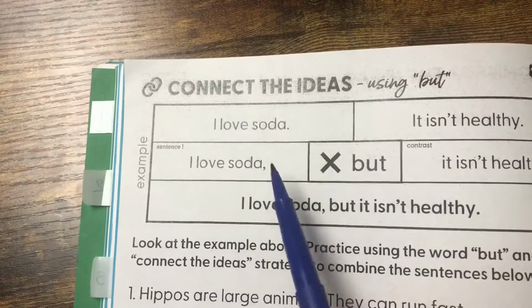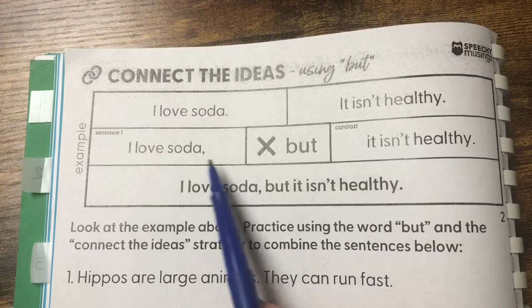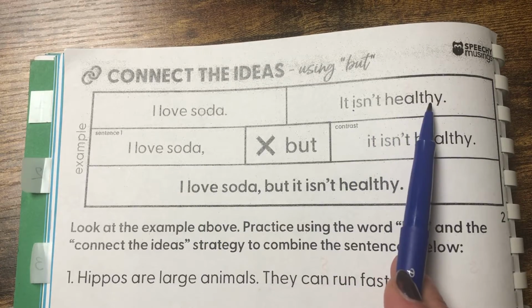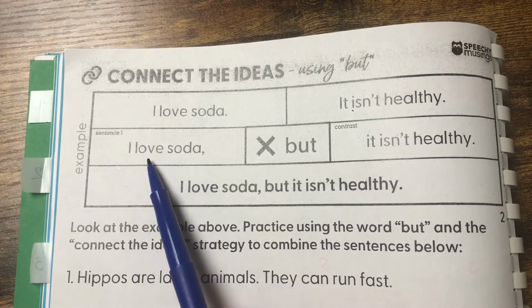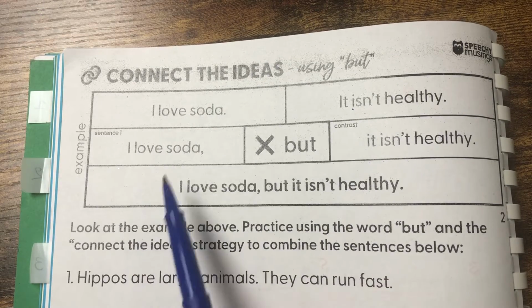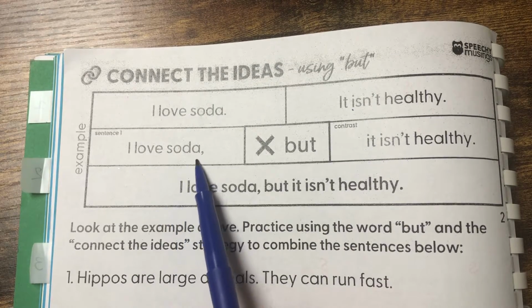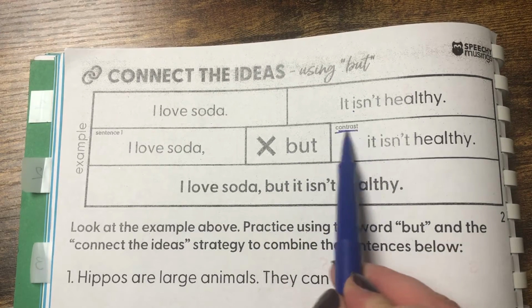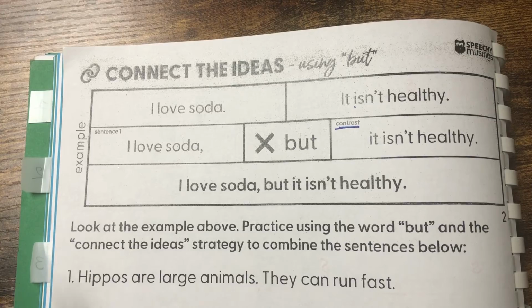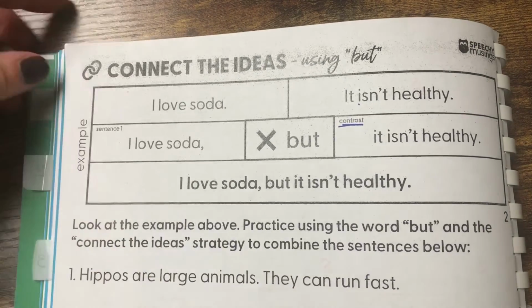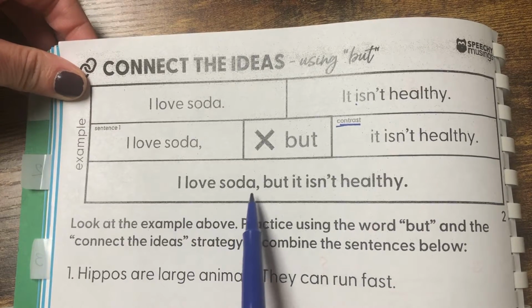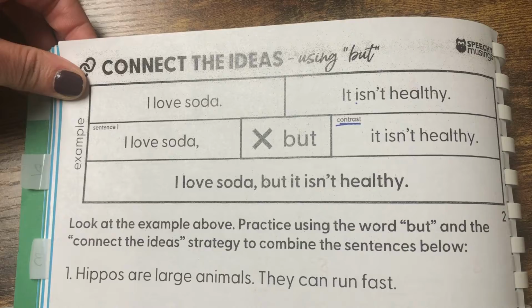So we have 2 sentences up here. We have, I love soda. It isn't healthy. We're going to join these ideas, okay? I love soda, comma, but it isn't healthy. And we have a contrast here. So there's something different happening here. All right, and then we would put it together. I love soda, comma, but it isn't healthy.